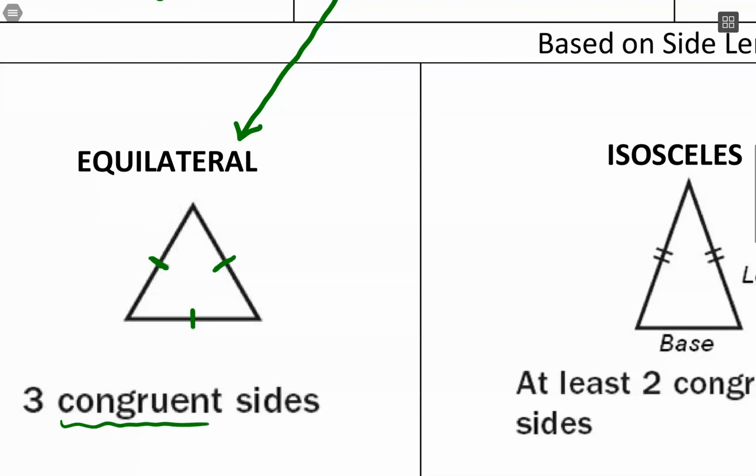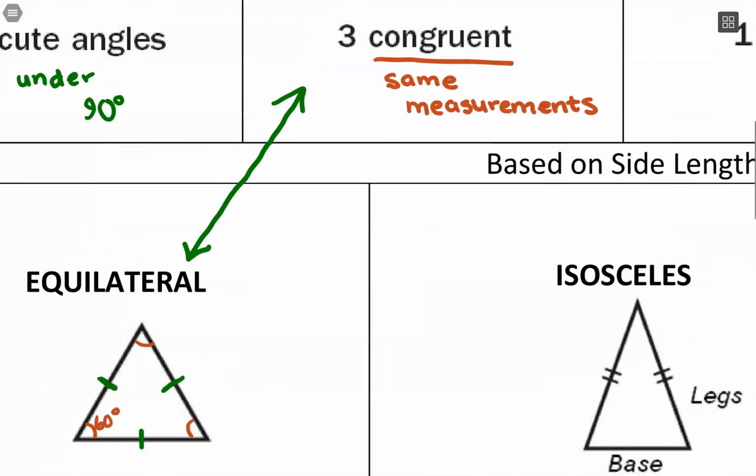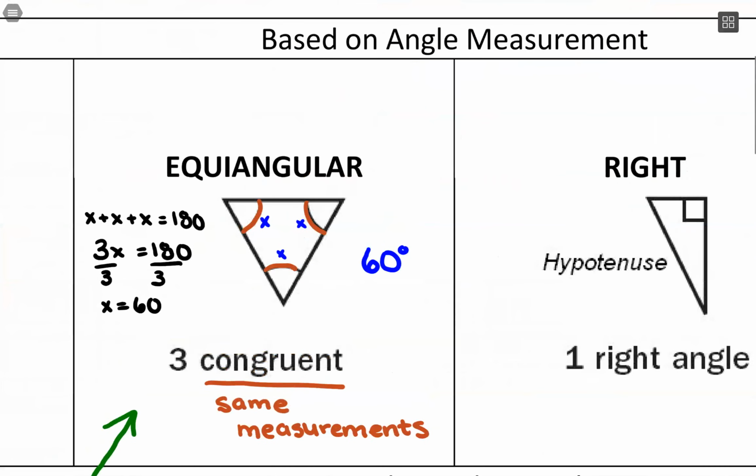And when that happens, that means all 3 of the angles are also the same. So we would know the angle measurements of this. Each of those angles would be 60 degrees. And then if we have one of the side length measurements, we'd have all of them because they're all the same measurement. So an equilateral triangle, based on defining it on side length, is the same thing as equiangular, defining it based on the angle measurements.